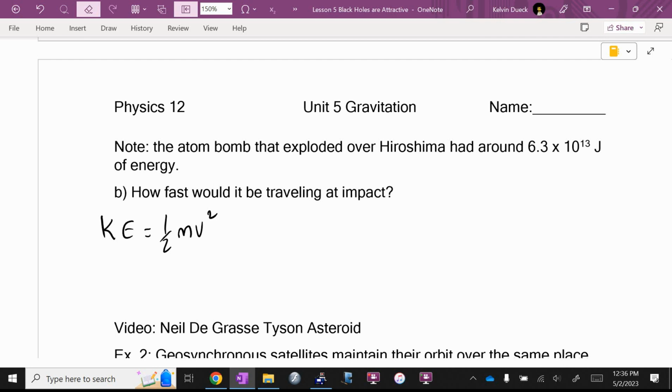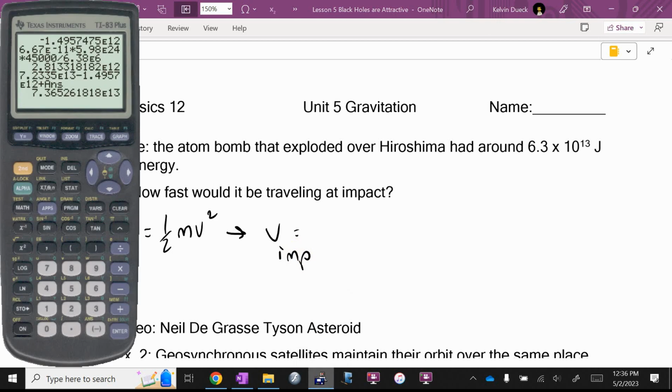Okay, you know what? We have our answer button sitting here. I'm going to be really, really lazy. I'm just going to go straight to the punchline. I'll call that v_imp for impact. What did you say? Times by 2, divide by m was 45,000, right, Aryan? And then square root. I get 57,200 meters per second.